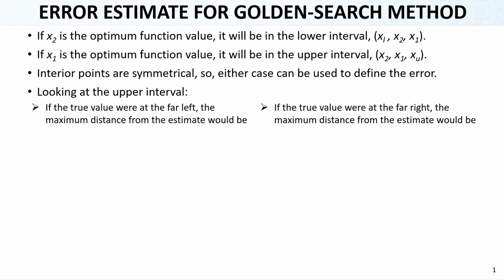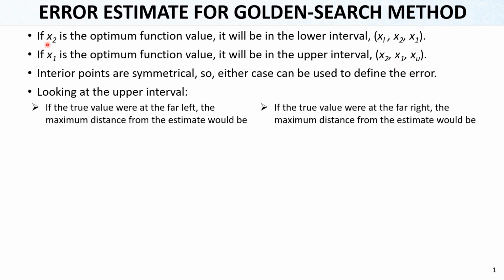In this slide, we will talk about the error estimate for the golden search method. For this, let's remember the movement of the golden search. If x2 was the optimum function, then we will just remove xu, meaning that the result will be in the lower interval: xl, x2, and x1. If x1 is the optimum, then we will remove the lower bound, xl. That means we will have the result in the upper interval: x2, x1, and xu.